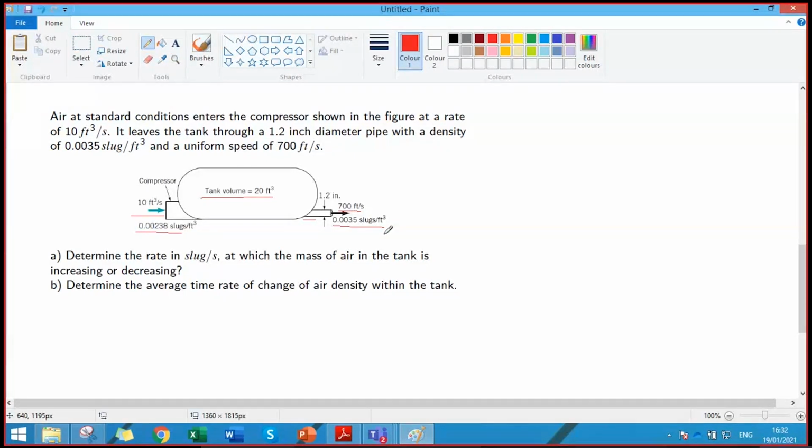Now, the problem is asking, determine the rate in slugs per second at which the mass of air in the tank is increasing or decreasing. Because you can see that there is an inlet, there is an outlet, but the density is changing. It means that the mass of the tank will be filled. The tank has to fill a volume of what? 20 feet cube. So is the mass increasing in the tank or decreasing? If these are the conditions. So how will you calculate this?